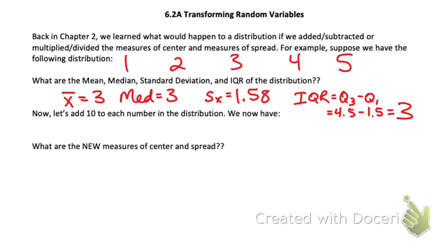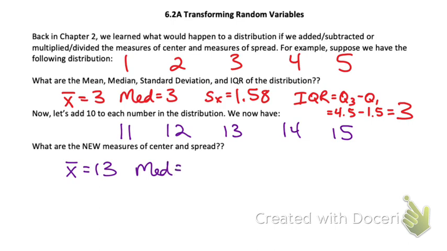We're going to add 10 to every single number. So what is our new distribution? 11, 12, 13, 14, 15. Now, let's think. What is the new mean of this distribution? 13. What is the new median of this distribution? 13. What is the new standard deviation of this distribution?